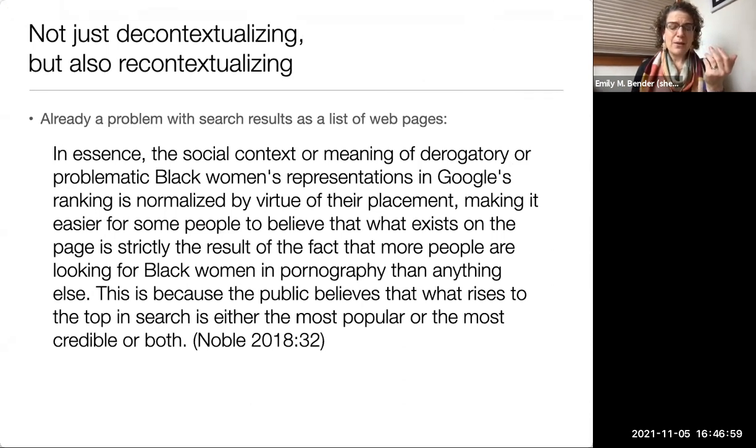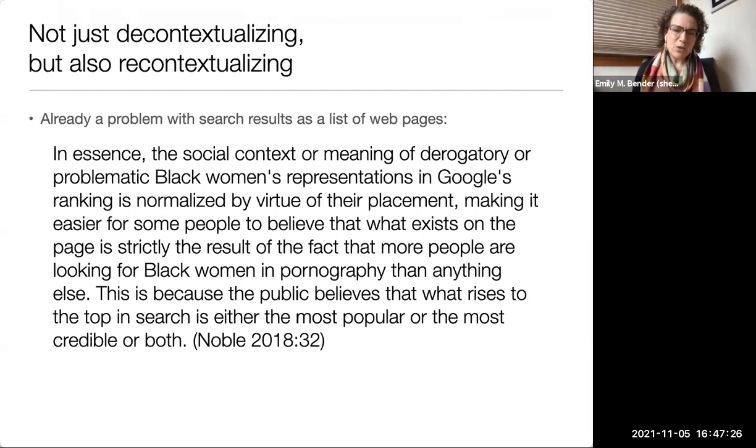So I want to point out that this isn't just about decontextualizing information, pulling it out of its context, but there's also some recontextualizing going on. And Dr. Safiya Noble's amazing book, Algorithms of Oppression from 2018, is a great study of this, where she points out that this was already a problem with search results that were just a list of web pages. So this is, like, again, a long quote, but I want to read it because it's wonderful.